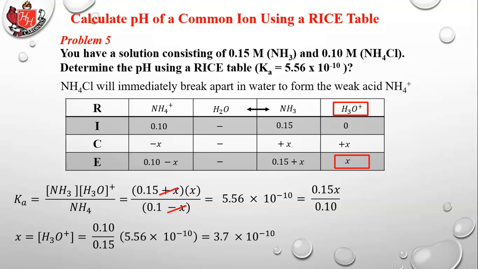It really should be molar. I should have an M after that. So now we're going to go ahead and take the negative log of that number, and you get 9.43. So you can see that up in the initial problem, you have more of the base, the ammonia, 0.15, than the conjugate acid, the NH4 plus, 0.1. So it's going to be a more basic solution. And that's what you see. You get a pH above 7, 9.43.